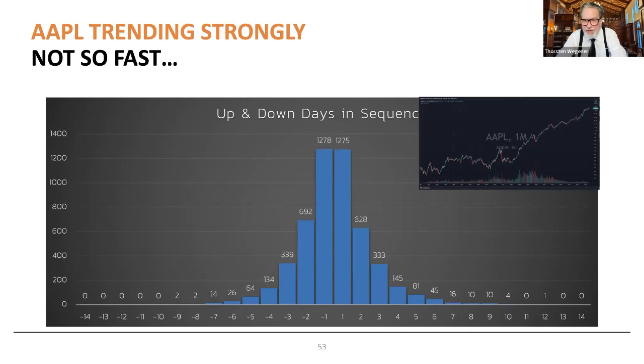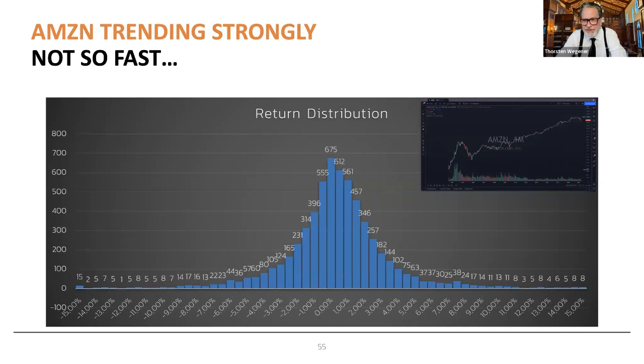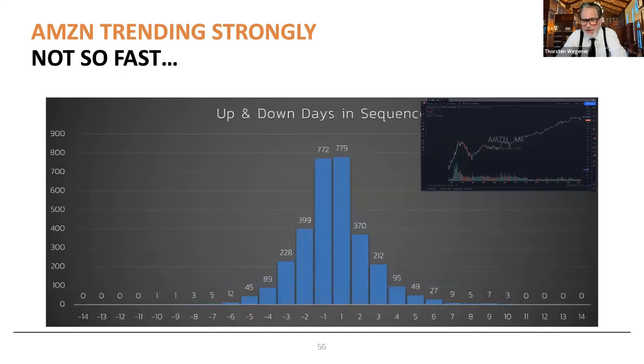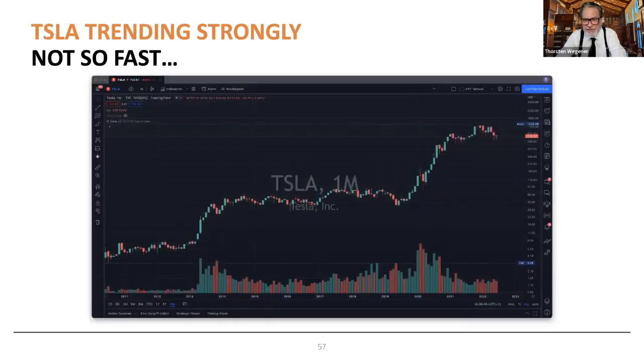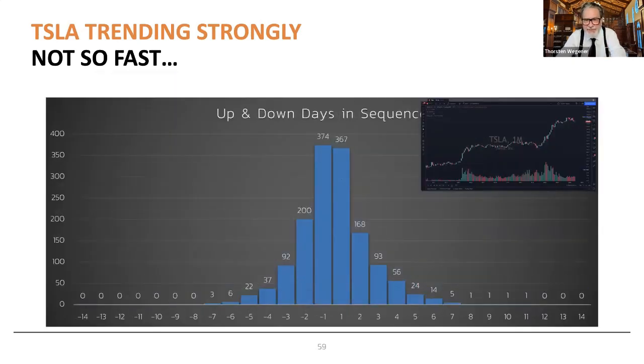Okay, I've only given you one example. Let's quickly go through Amazon. Here's the return distribution of Amazon. Here are the up and down days counted. Tesla, a stock which tends to go sideways until it doesn't, breaks the hearts of a lot of short hedge fund managers, and then it goes sideways for a long time again under agonizing volatility. Return distribution for Tesla, up and down days in a sequence.